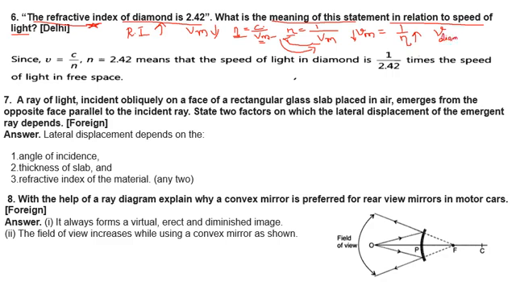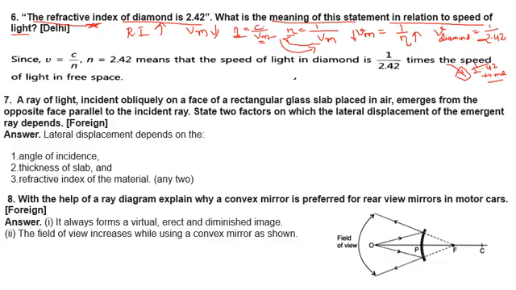Speed of light in diamond is equal to 1 upon 2.42. It means when light enters a diamond, its speed will get reduced by 2.42 times, or by 1 upon 2.42 times. It will get lesser by 1 upon 2.42 times.